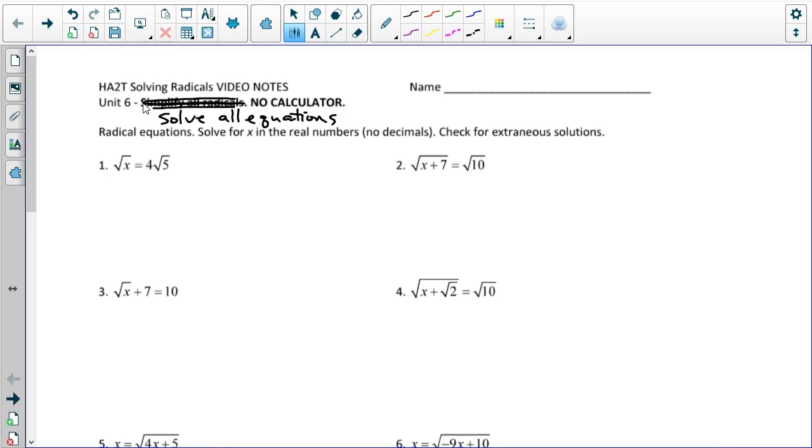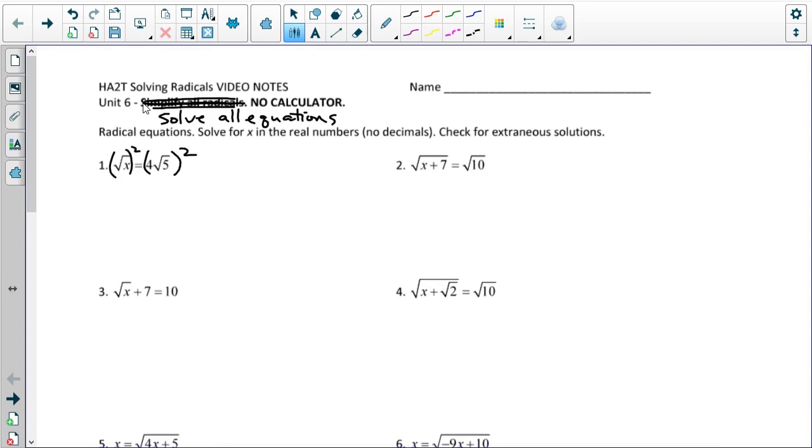So basically, what we want to do is square both sides as much as we possibly can. But we have to make sure that when we square both sides, we're actually squaring both sides and not just squaring whatever we want.